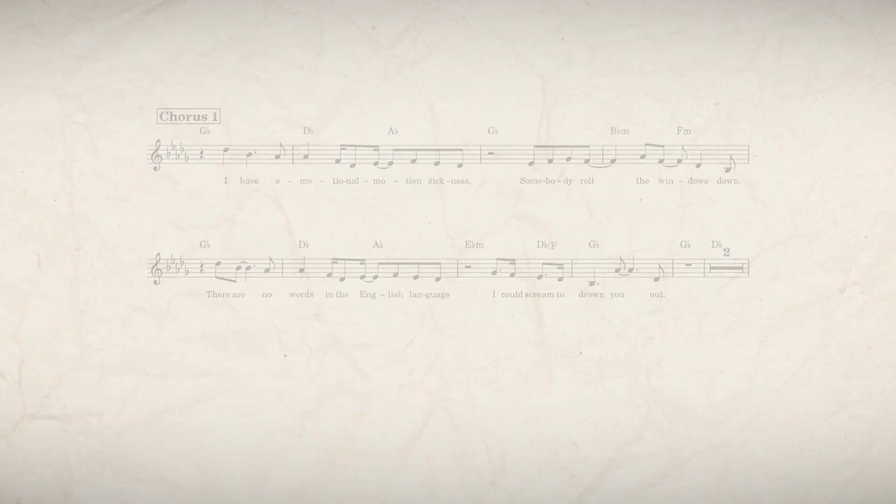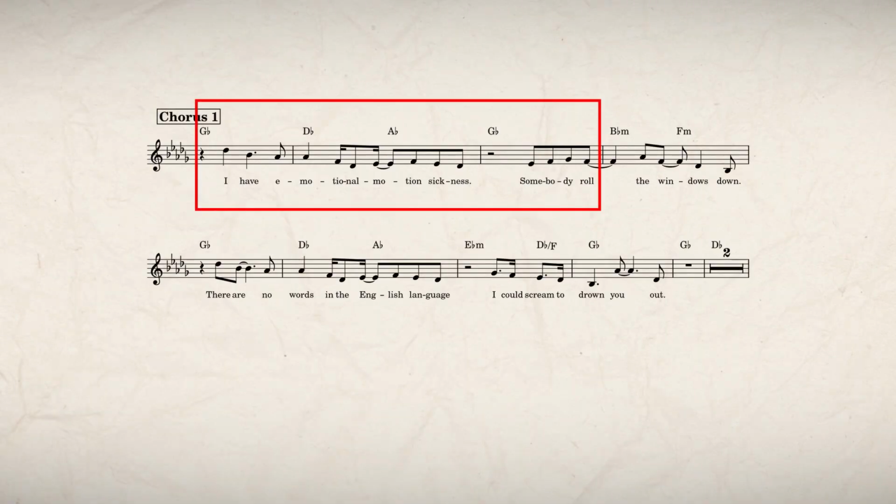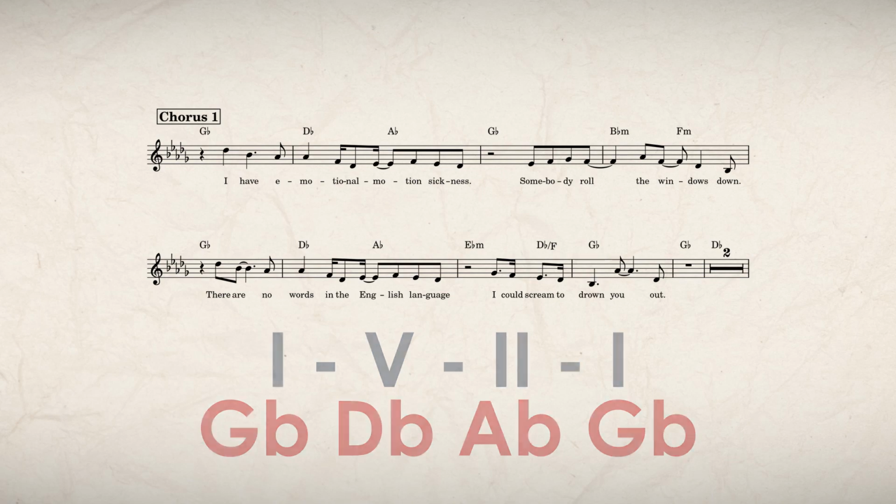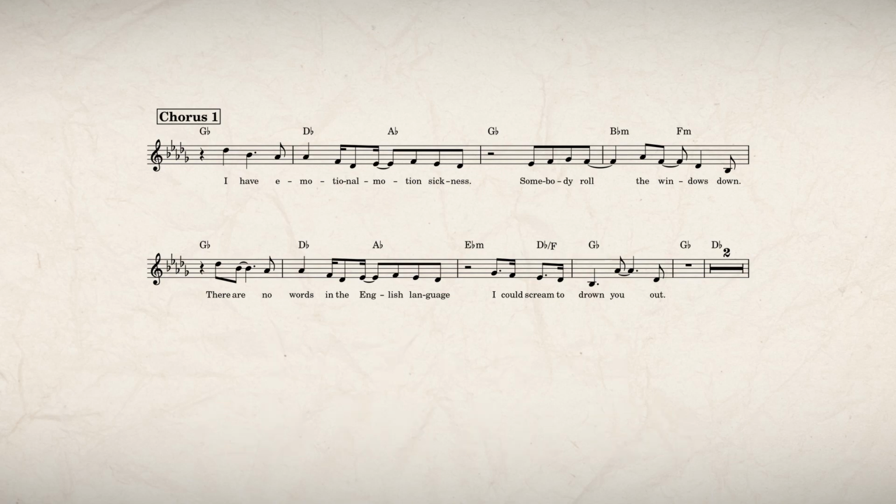Trick number 2. If we look at the first 3 bars, we go from G flat to D flat to A flat, back to G flat. This feels like a 1-5-2-1 progression. And what makes the G flat feel more important is that it lasts twice as long compared to the other 2 chords.